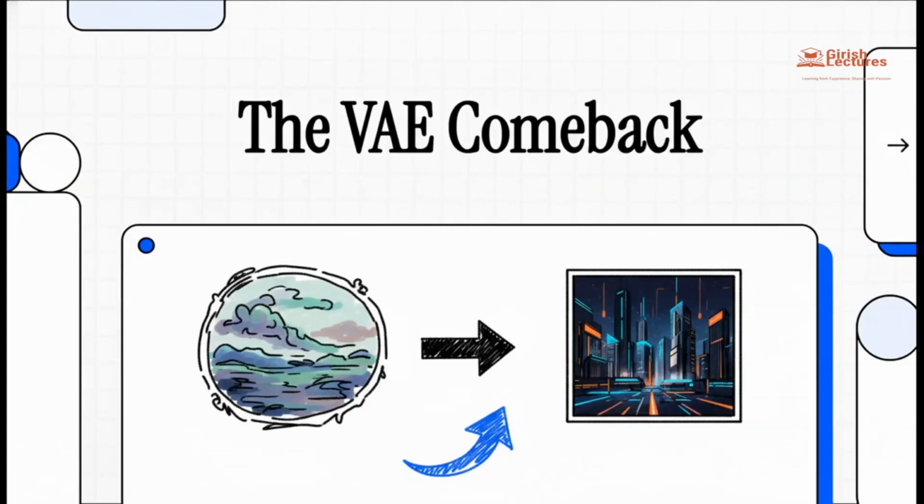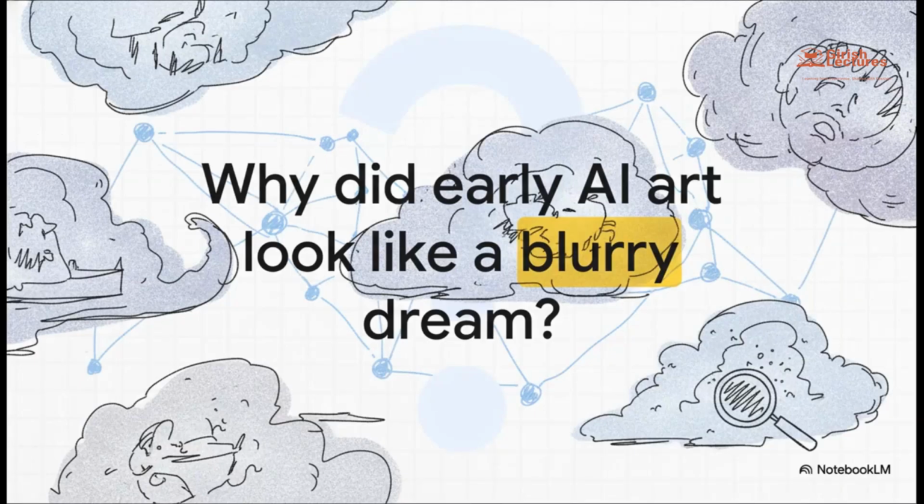All right, let's talk about one of the best comeback stories in AI. It's about how one of the very first AI image generators, a tech that was famous for making blurry, dreamlike messes, managed to completely reinvent itself and become a critical piece of the AI tools that so many of us use today.